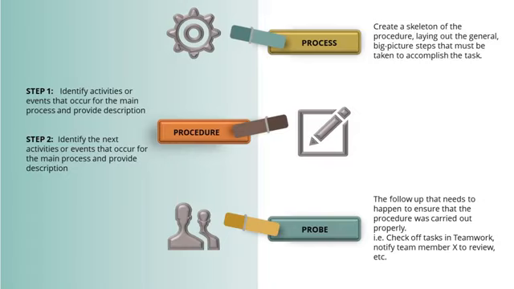Then there's the procedure. And there's step one, so you need to identify activities or events that occur for the main process and provide descriptions. So when the main process is subdivided, identify each process and provide a brief description. So it's like a subheading, I guess.